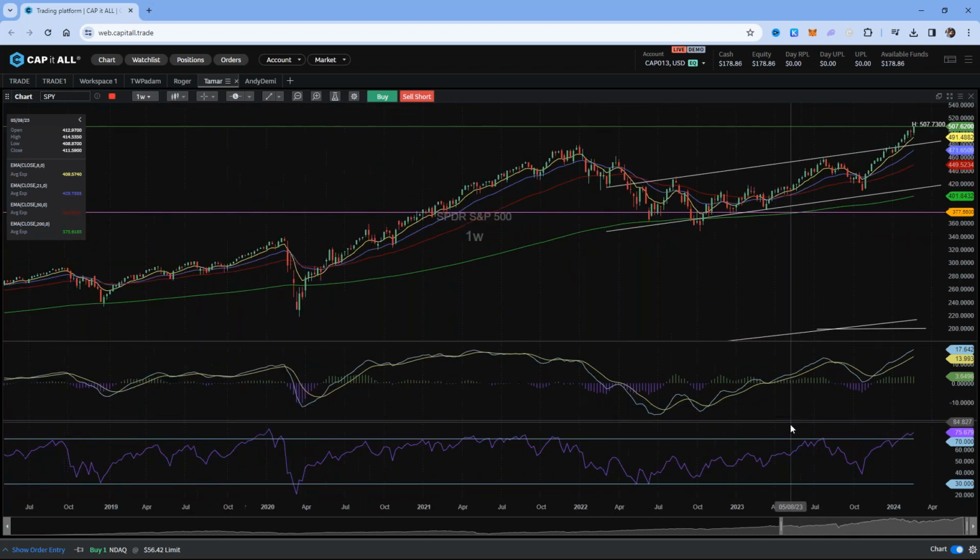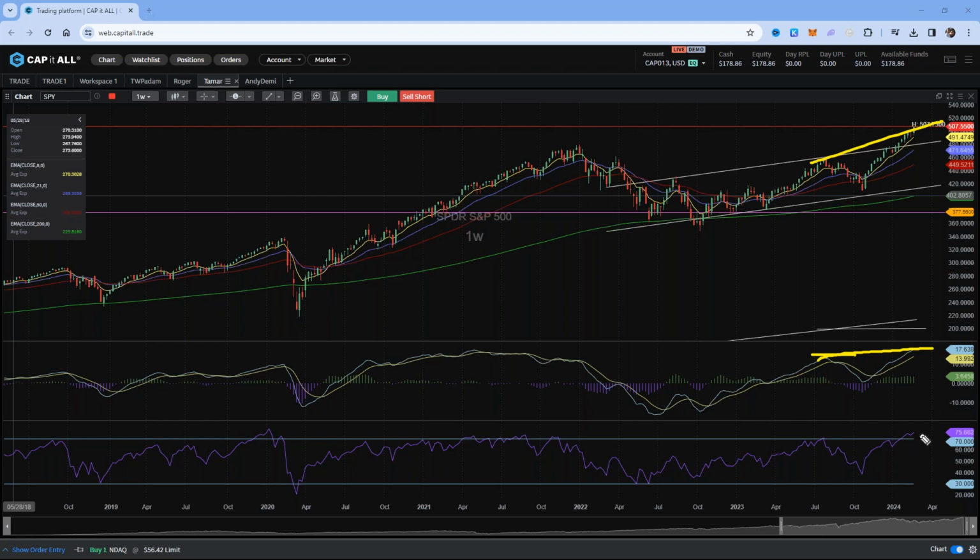So what are the indicators showing us? Well, the MACD actually is showing us that we could go higher here. In other words, we are converging with price action. So price is going up. The indicator is also going up.